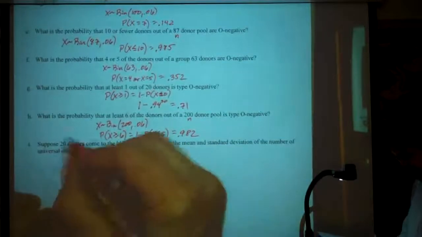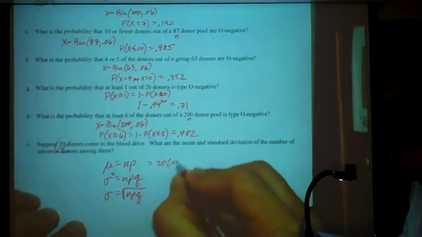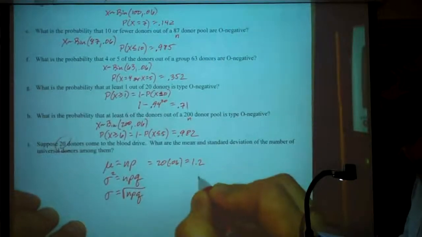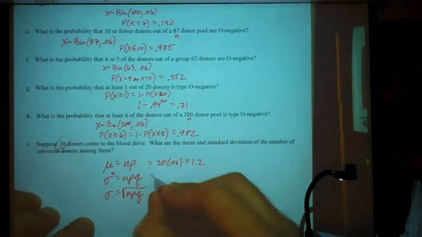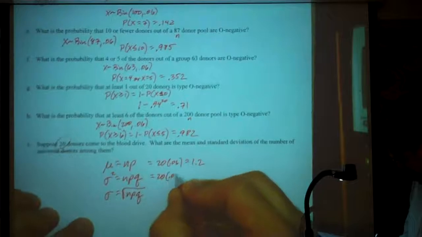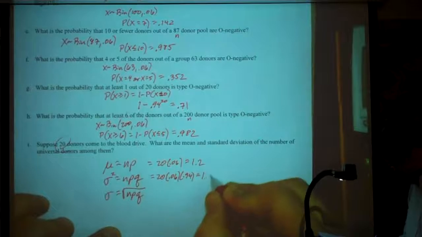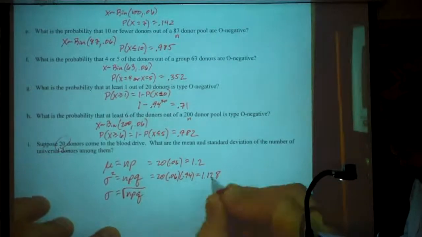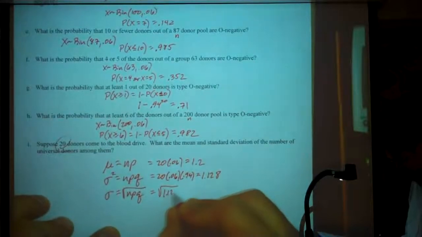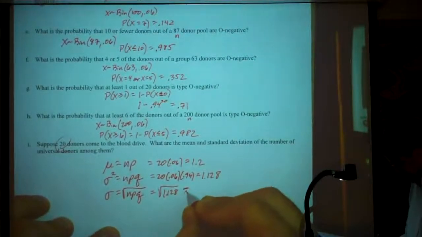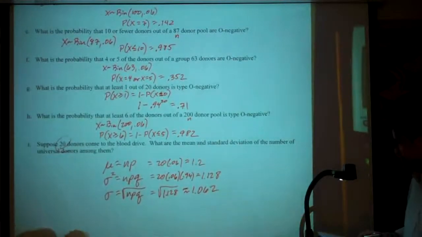What's n? 20. What's p? It's still 0.06. So this is going to be 20 times 0.06, which is 1.2. I would expect 1.2 people to be a universal donor. Okay? npq is 20 times 0.06 times 0.94, which comes out to be 1.128. That's my variance. So the standard deviation is simply the square root of 1.128, and that's about 1.062. So that's our standard deviation.